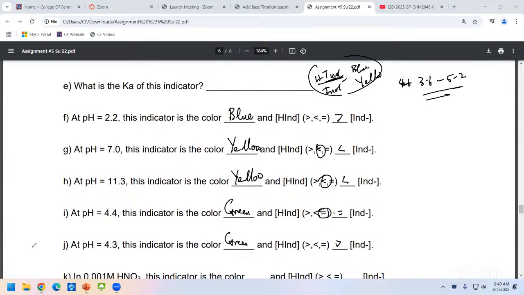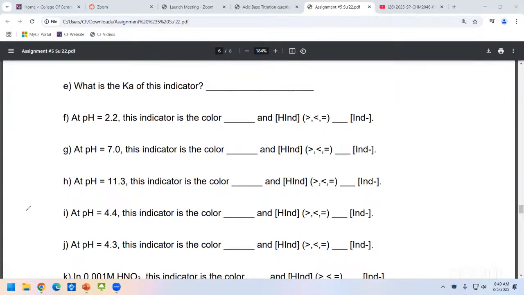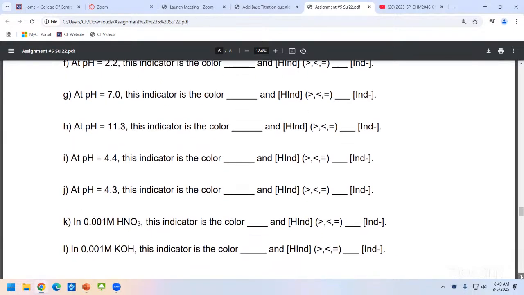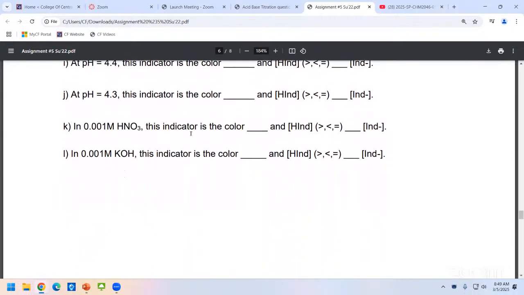Because I need to scroll down to K and others. All right, let me clear this. And let me scroll down. Okay, now in this case here, it says, oh, I erased what I was using as my guide. Anyway, you guys can help me out. So it says in 0.001 M nitric acid solution, the indicator color is, well, okay, I can say for sure that because this is an acid solution, that means that the concentration of HIND will be greater than that of the IND minus.